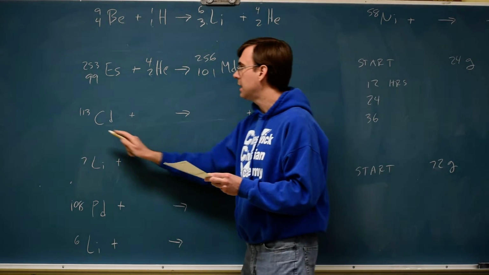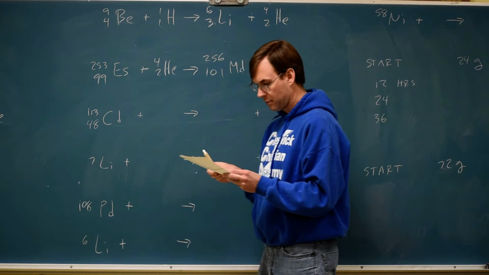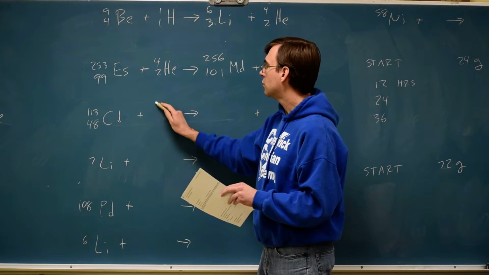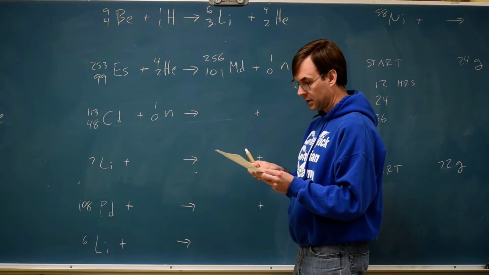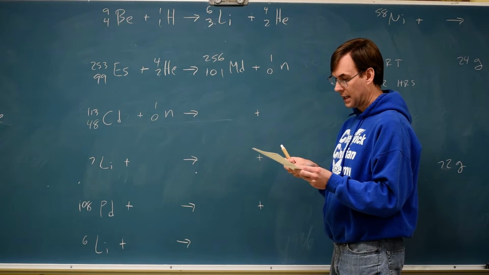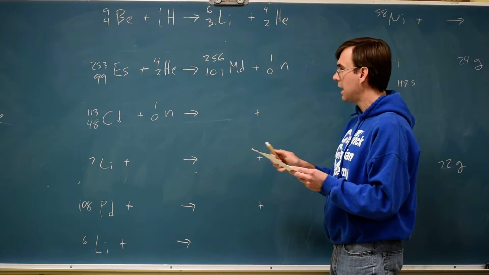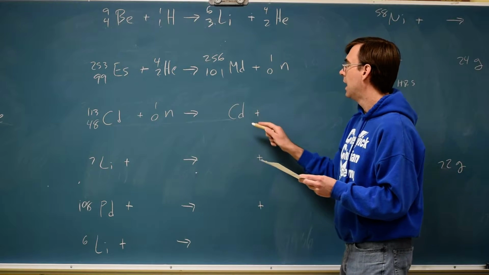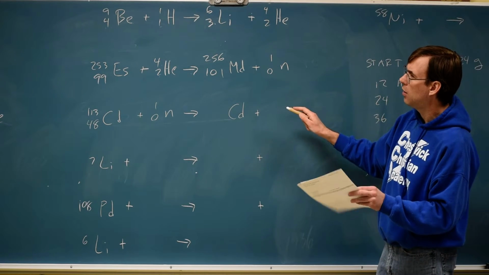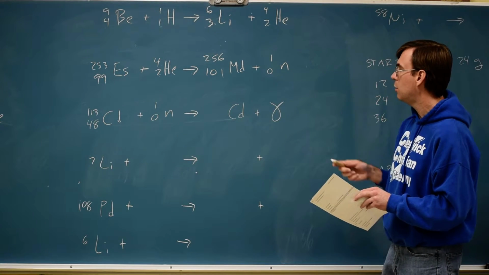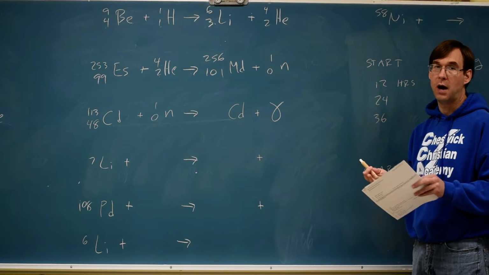Cd-113 gives you a 48 from the table. Neutron's abbreviation is that. We are going to get a new kind of cadmium and gamma. I didn't put gamma on my list over there on the left. Gamma, we just do that, and it has no numbers.